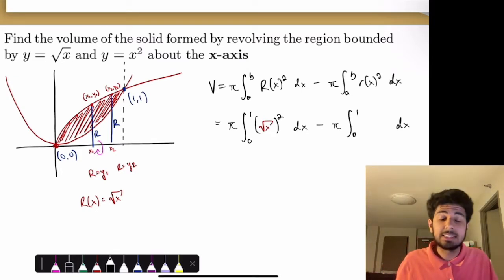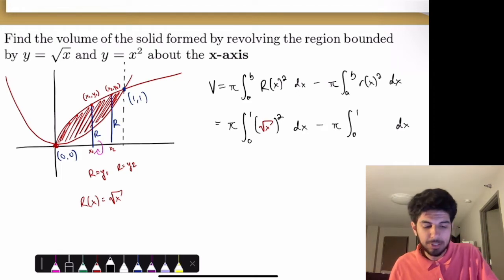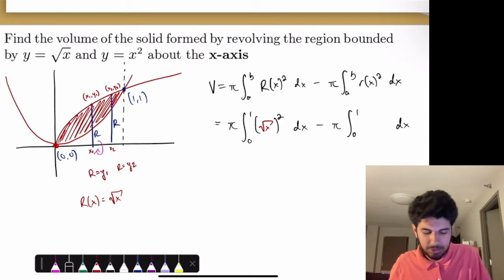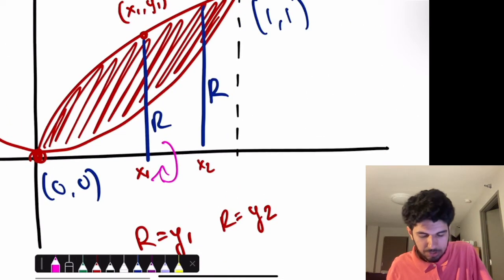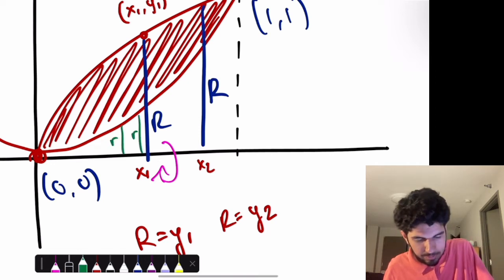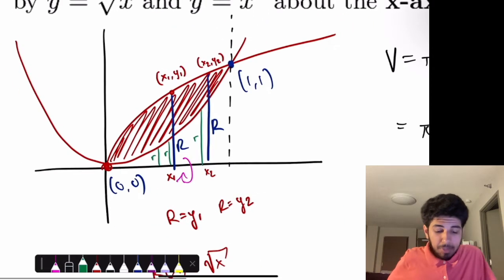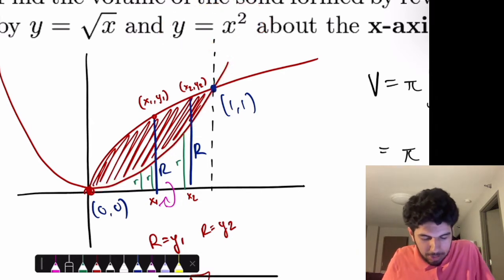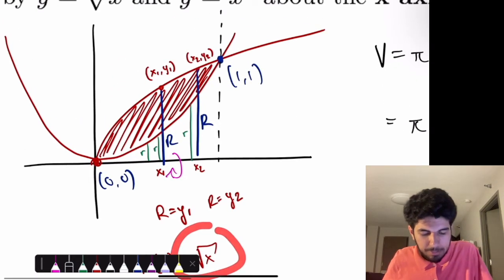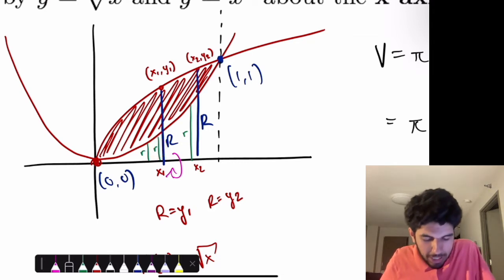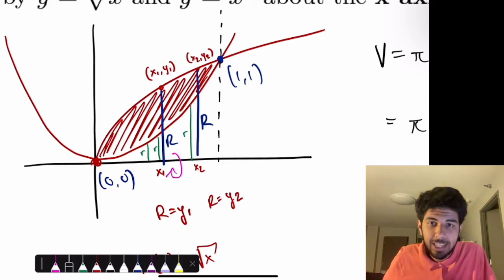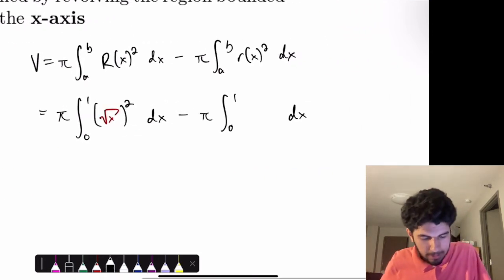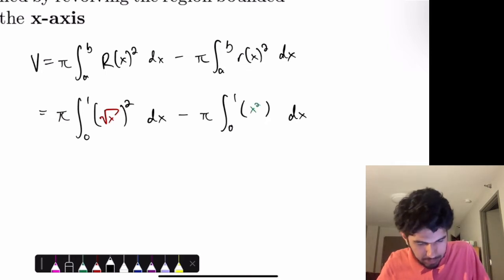Now we move on to little r of x. This is the distance from the axis of rotation to the inner function. Between these two, the inner function is going to be this one. It's closer to the axis of rotation. So to visualize it, our little r's will be something like this. By a similar logic, we can use this function instead, y equals x squared. Same reasoning as why we used square root of x for the other function. The value of little r is going to be the y value on this function at some given point x. So little r of x is going to be x squared. We can plug that in over here, and don't forget to square it.